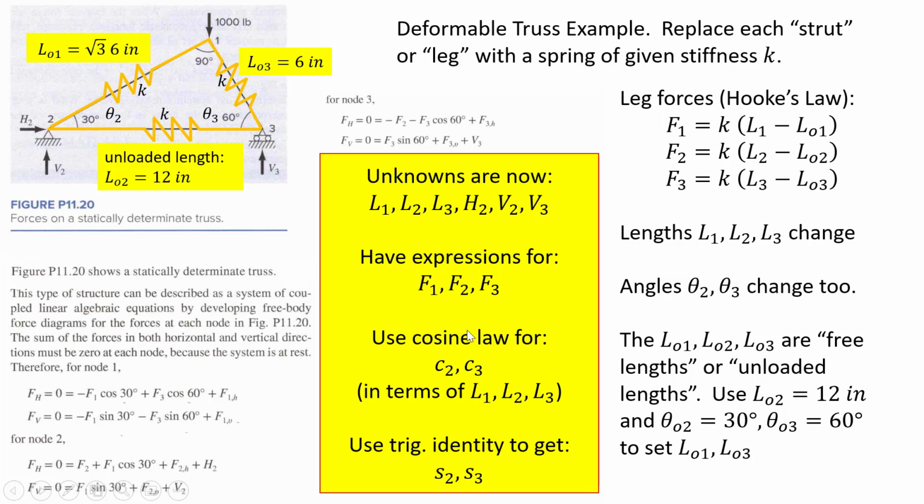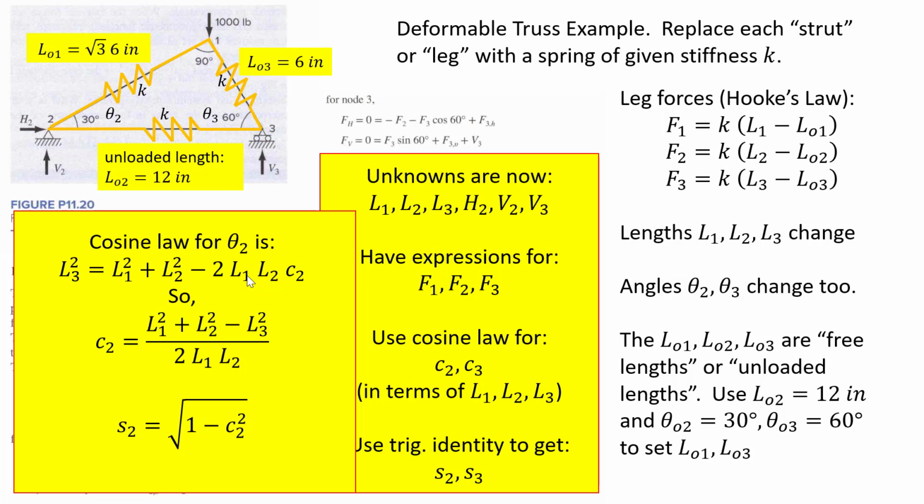And then in order to get my C2 and C3, I'm going to use a cosine law based on L1, L2, and L3 to get the cosine of theta 2 and the cosine of theta 3. And then I can use a simple trig identity based on cosine to get sine of 2 and sine of 3. So everything in a layered way is dependent on these 6 unknowns. It's going to be highly nonlinear.